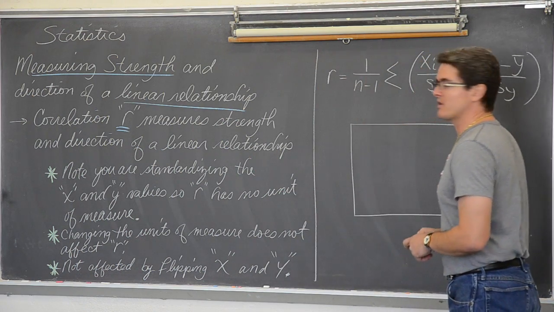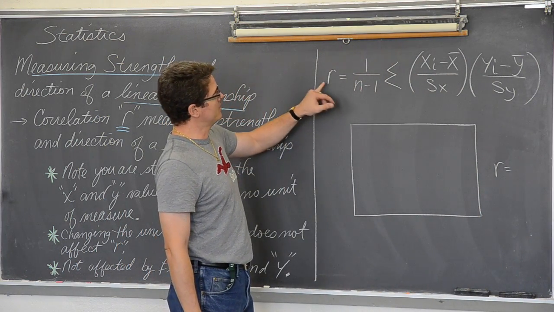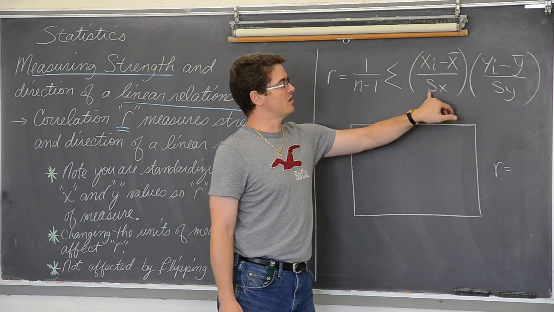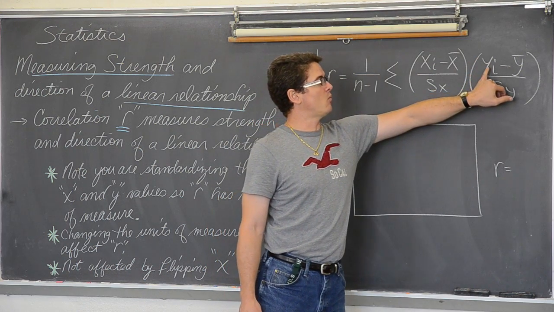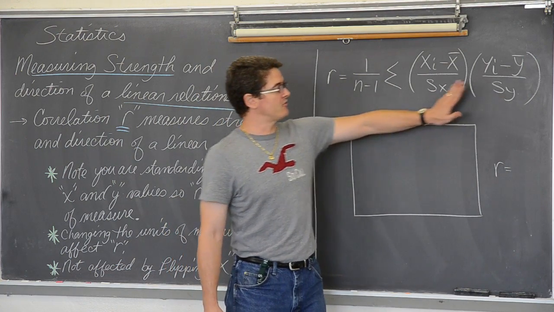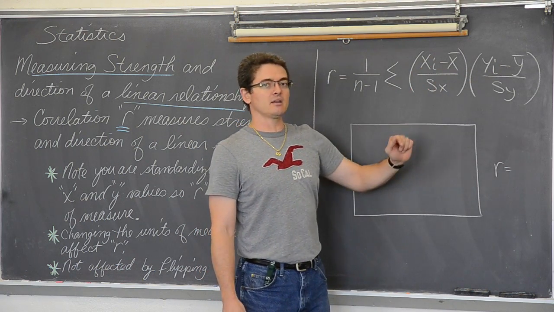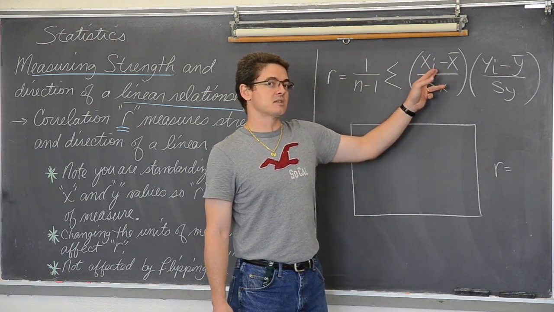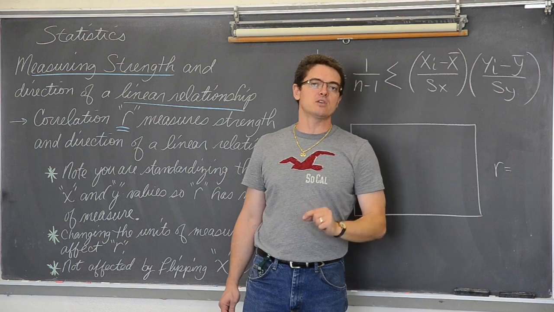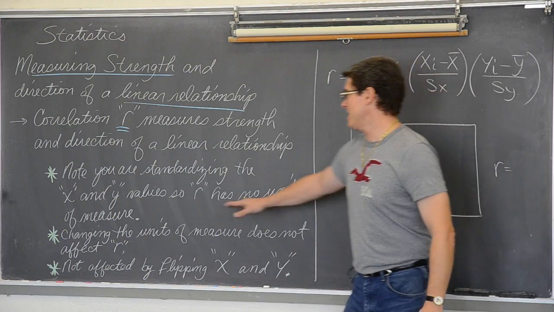Let's take a look at the formula before we look at these three bullets here. The formula for R, which your calculator or computer will do for you, is R equals 1 over n minus 1 times the summation of x sub i minus the mean of x over s sub x, times y sub i minus the mean of y divided by the standard deviation of y. These little pieces, if you've been following along with me or hopefully working in your own stats book, look like z-score calculations. They look like standardized test statistics, and indeed they are. So we're going to convert all the measures of x and y into standard deviations away from the mean. So, keeping that in mind, you are standardizing the x and y values.